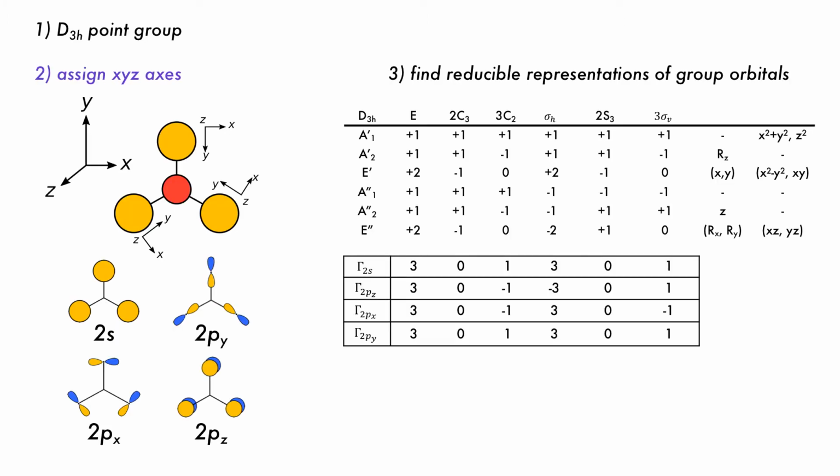Next, we want to find the reducible representations for each kind of atomic orbital, each of the s and p orbitals. We can convince ourselves of these reducible representations because, for example, the 2s orbitals are 3 for E, under C3 rotation all move giving 0, for C2 rotation 1 remains static giving a value of 1, under sigma h nothing moves giving a character of 3, under S3 all of them move, and a vertical mirror plane passes through one atom and not the others.